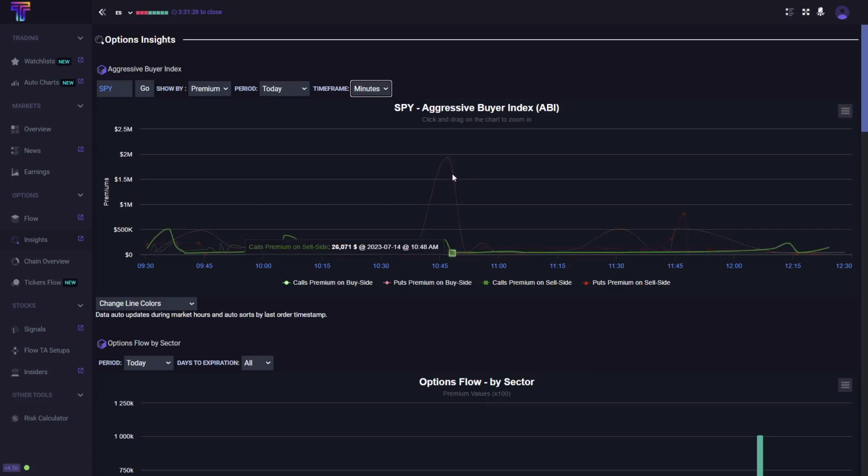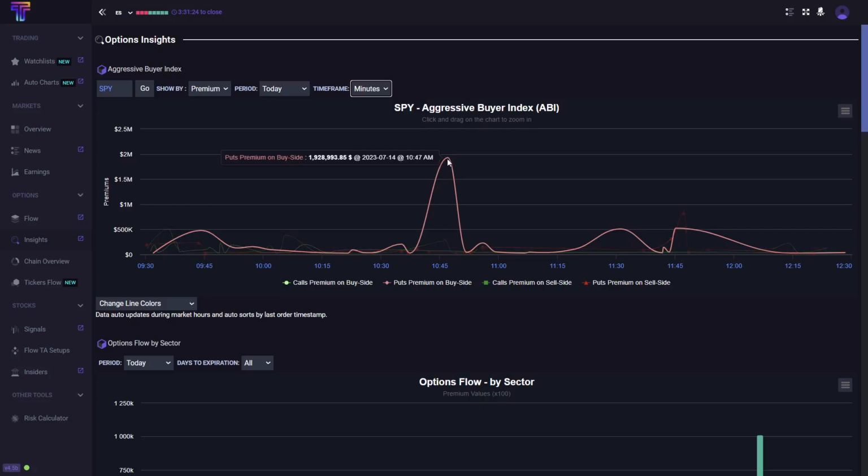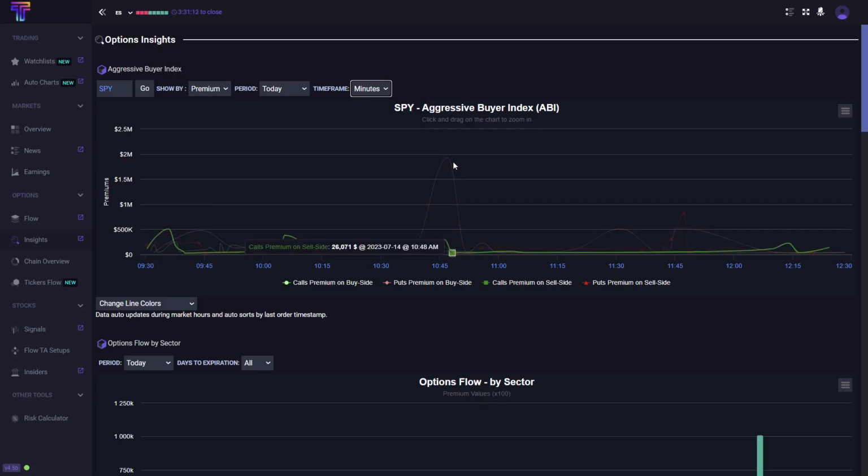So example right here at, I believe it was 10:47 a.m., we had nearly $2 million worth of put contracts on the buy side for the S&P 500. So right here at 10:45, they expect a downturn on the S&P 500. So you can use this for various tools. If you want to be a day trader, you can identify this, especially early in the day, to see the overall market sentiment for a particular stock you have in question.